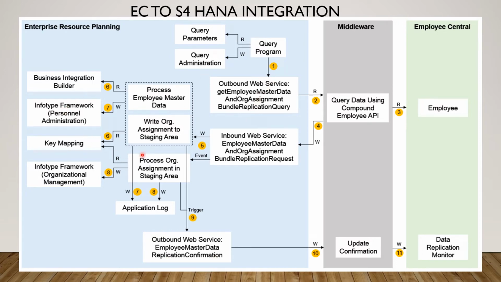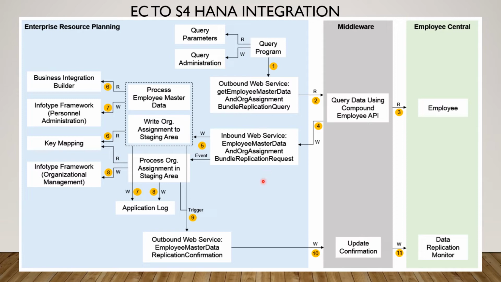So everything is done here, and now the replication confirmation goes back to middleware to send the confirmation to Employee Central. The employee data or org data which came to the ERP system goes with confirmation to the data replication monitor, and you can see in the data replication monitor that the employee and the org assignment have been replicated. In some situations, this web service is not working properly and you don't get the confirmation, and it stops until here. So there could be some chances of that.